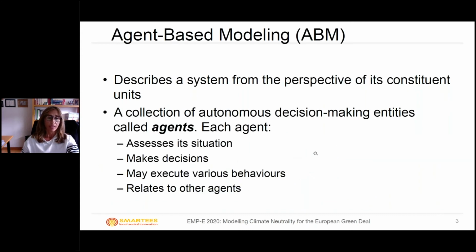In agent-based modeling, a system is described from the perspective of its constituent units, and in short, it's modeled as a collection of autonomous decision-making entities called agents. Each agent individually evaluates its situation in a given context and makes decisions following some rules that define its behavior. They may execute several behaviors according to the system they are representing, like, for example, selling, producing, consuming. And what is very important, they interact with each other. An agent, for example, could be a star in the sky, a vehicle in a transportation network, or a citizen.